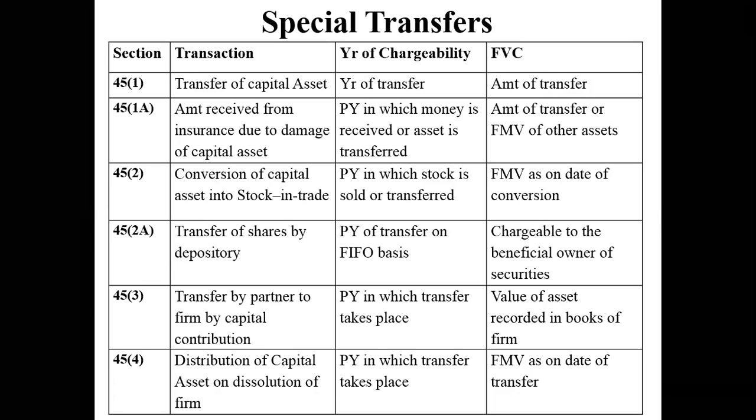Or if the situation is so bad, if I think that the building cannot be repaired, the hotel cannot be restored, what will I do? Whatever condition the hotel is in, I will just sell that particular hotel for whatever money I get. In such a case, what you need to check is in which year the insurance money was received or the asset was transferred. Has it happened in the previous year is what you have to check.